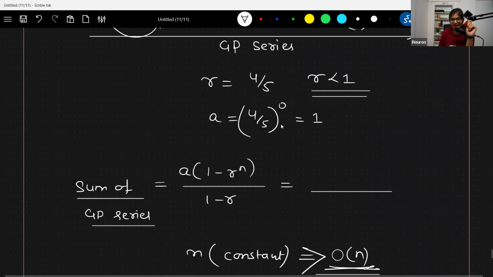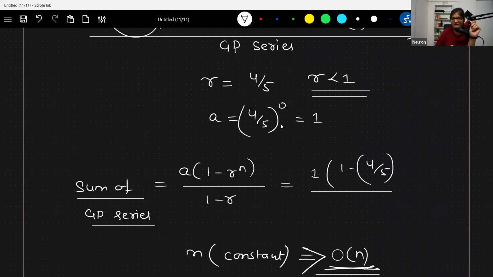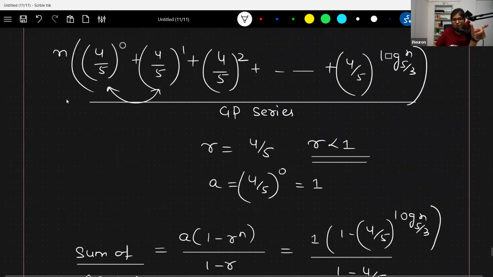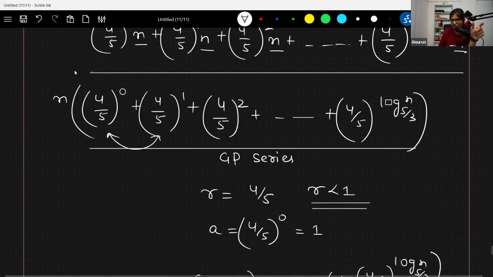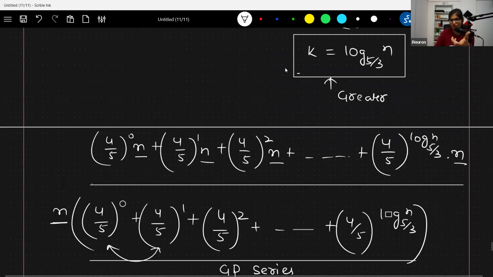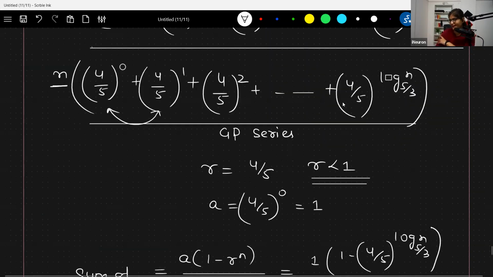What I'm saying is that when you solve this equation by taking A as 1 minus 4 by 5 to the power, what is the value of n? Log of n base 5 by 3 divided by 1 minus 4 by 5, you will get some constant answer. Once you solve this at home, n is outside. If you remember, we took n as common. So n into some constant is big O of n.